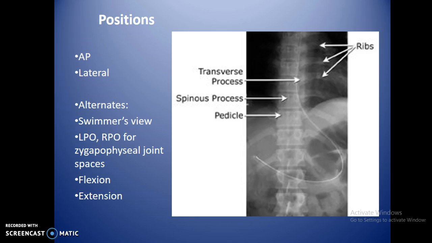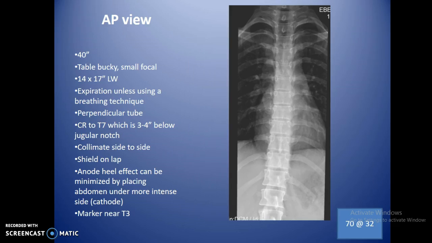Positions we're going to go over: AP and lateral, alternates or swimmer's views, which we covered in the last C-spine PowerPoint. The LPO and RPO for the zygapophyseal joint spaces aren't really done all that often. You may do that occasionally, but it's very rare that we have that as part of the regular series. Flexion extension views, we also do those occasionally for the T-spine.